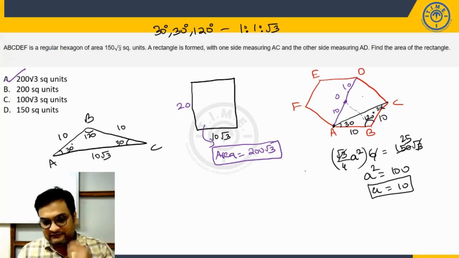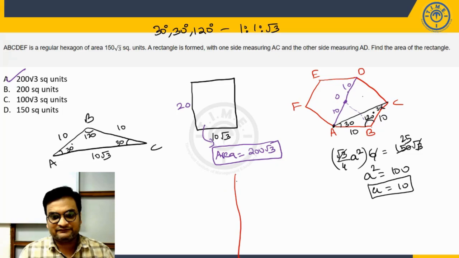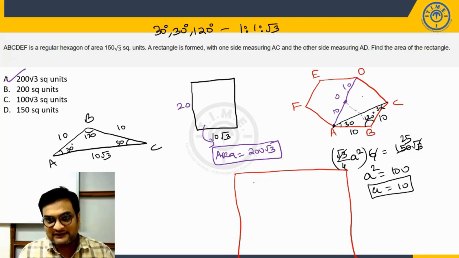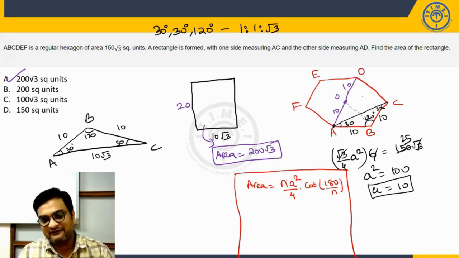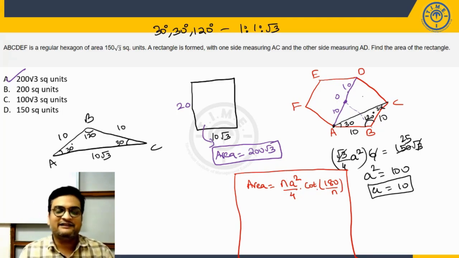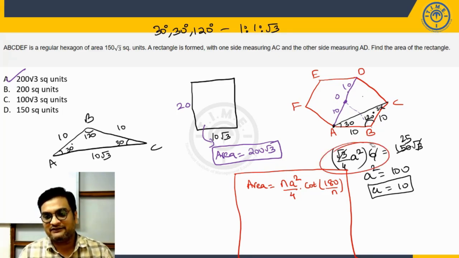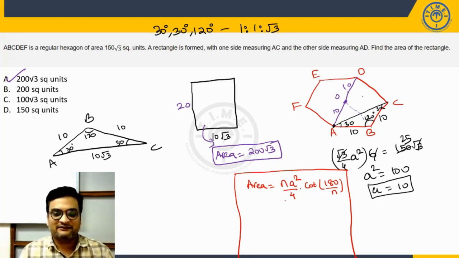Alright, there's a small point I would like to highlight here. In a regular polygon, there is a formula that we can make a note of. The area of a regular polygon is given as n into a square by 4, where a is the side length and n is the number of sides, into cot 180 degrees by n. In this formula, if you put n equal to 6, which is the number of sides of a hexagon, you will get the area of the hexagon that we got here. This is a direct formula that could have been used in this particular problem.